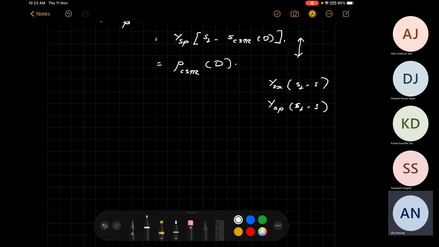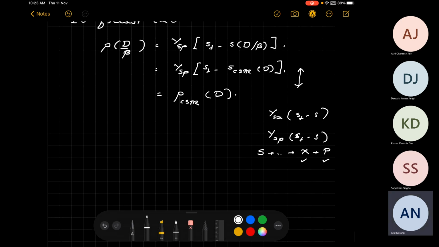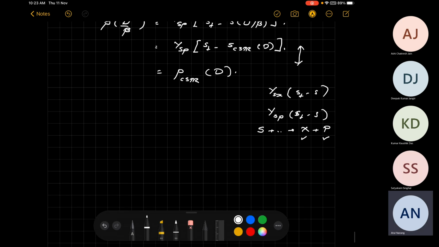The model basically says that S goes to X plus P. If you know how to calculate X, you need a corresponding formula for P. It'll be formally identical. P is also like a product, X is also like a product. So this is the formula you get. I'll let you work out the rest on your own. The key point here is, let me just conclude.